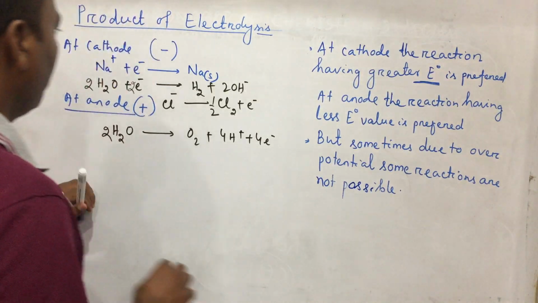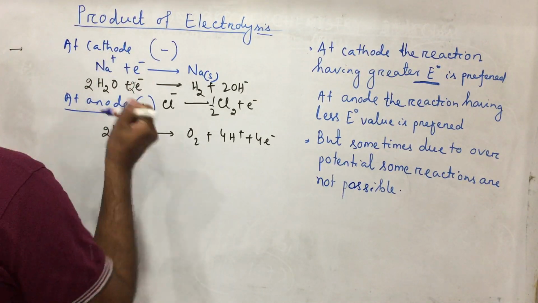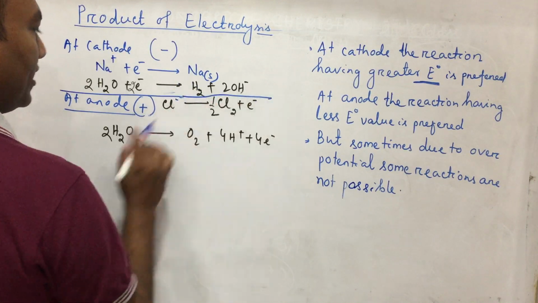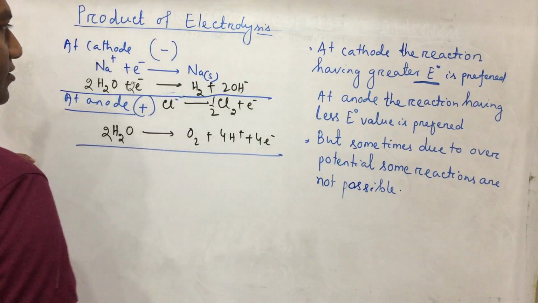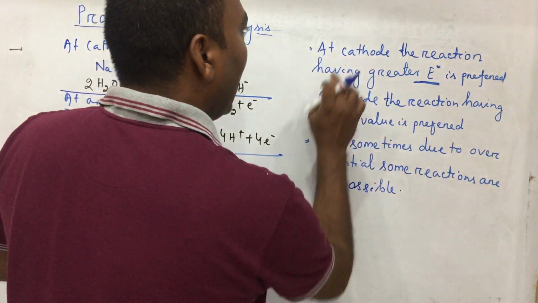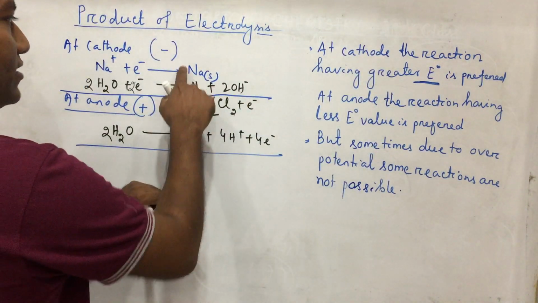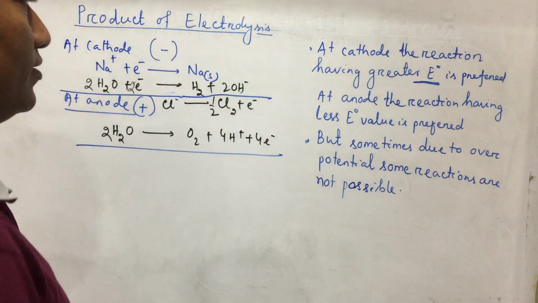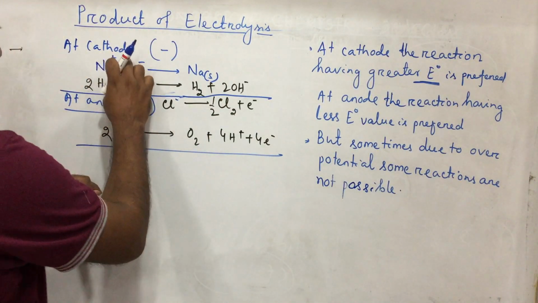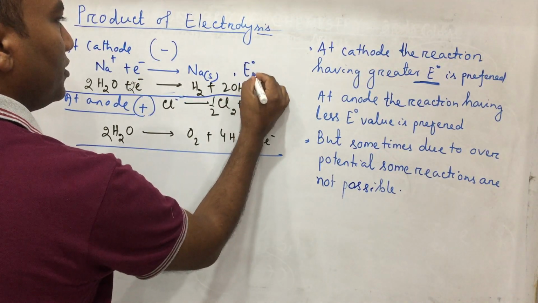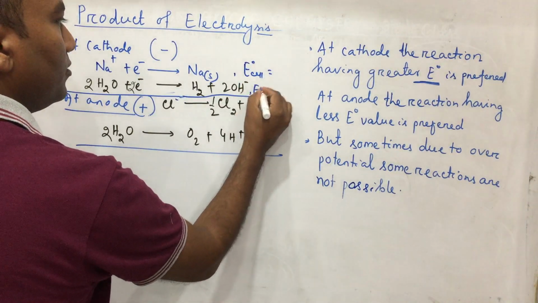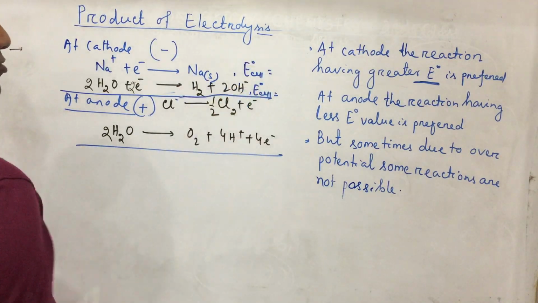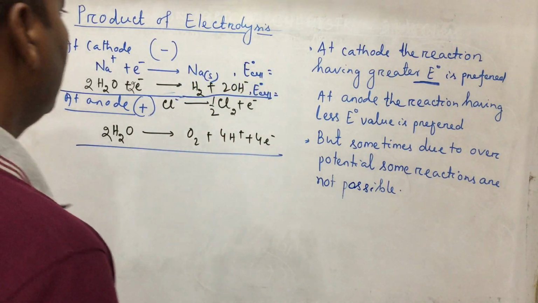Now see, at cathode how many reactions have we written? At cathode 2 reactions and at anode 2 reactions. Now come to the theory. At cathode, the reaction having greater E° value is preferred. Clear? So Na+ and water, their E° cell value, we have to check the data from the book.